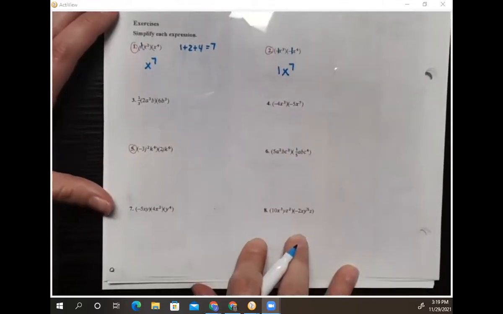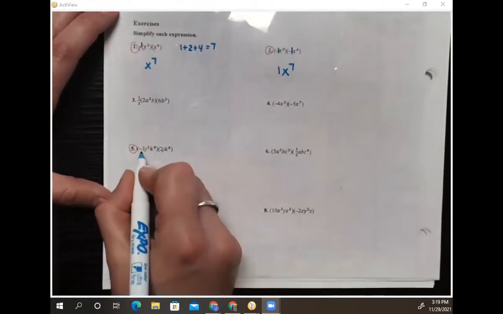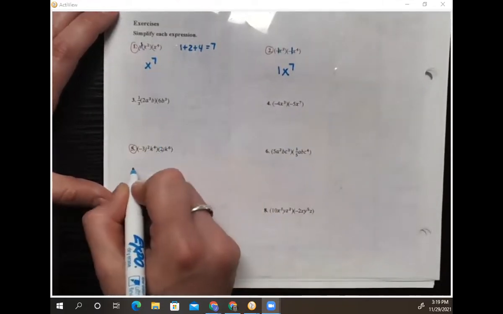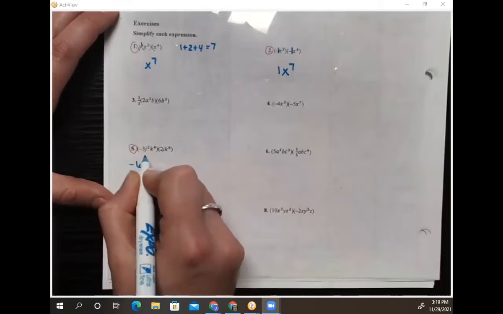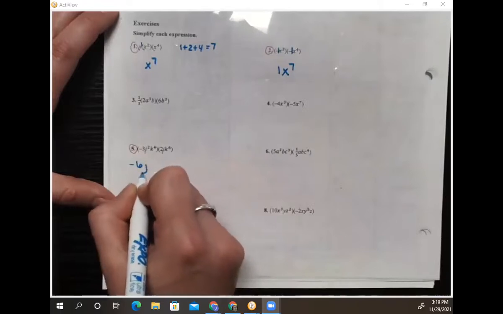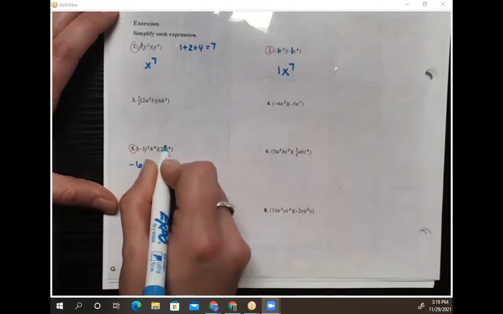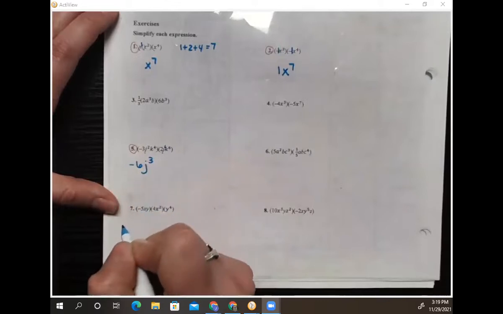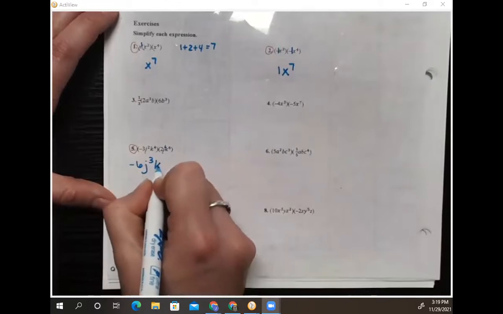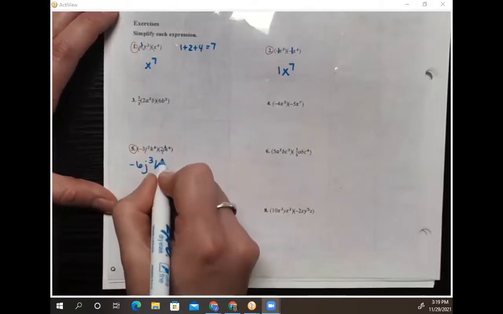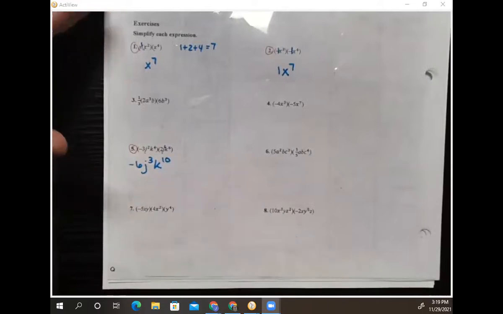Let's hop down to number 5. And same idea, -3 times 2 is -6. And then I've got some j's. So 2 plus 1 would be 3. So I have j cubed. And then I've got some k's. 4 plus 6 is 10. So -6j cubed, k to the 10th.